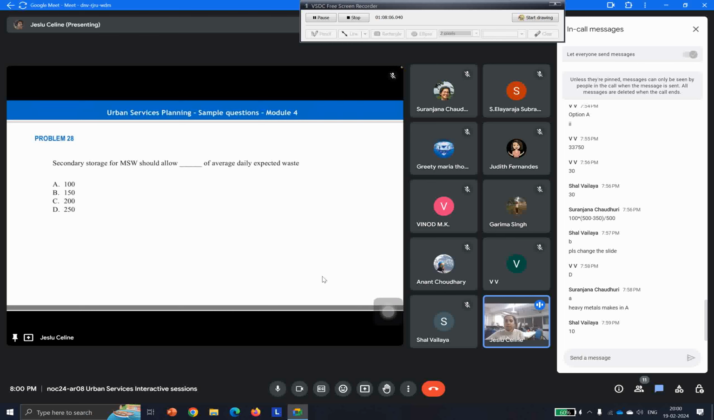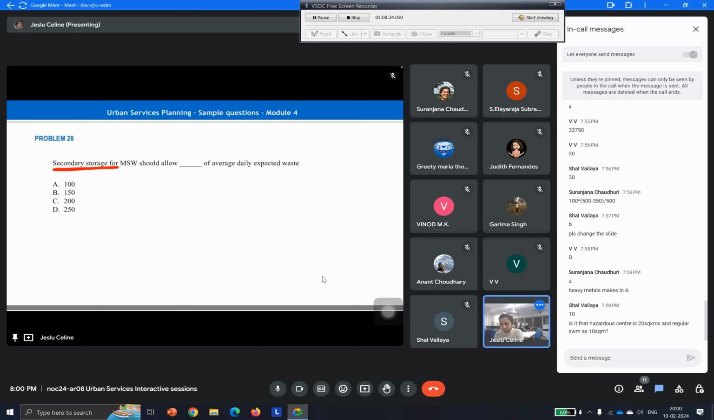Now, question 28. Secondary storage for MSW should allow dash of average daily expected waste. What quantity extra of average daily expected waste should our secondary storage allow? 100%, which means it can cater to 100%, but again we are talking about secondary storage, so should it allow 100%, 150, 200, or 250?